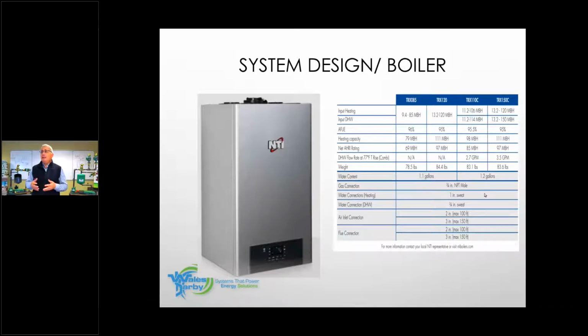So you can see the heating range on these boilers, 9.4 to 85 MBH. So that particular boiler, the TRX 85, can downfire as low as 9,400 BTUs up to 85,000 BTUs. So this boiler has the ability to step down through 10 to 11 steps.